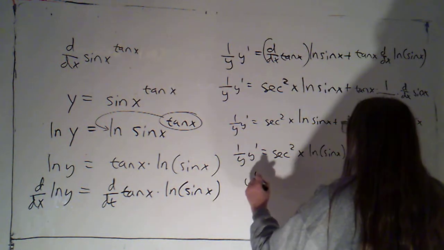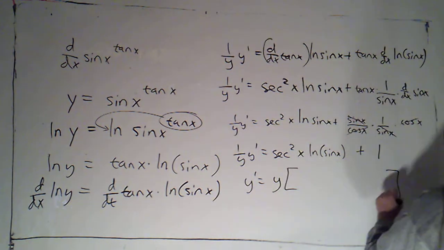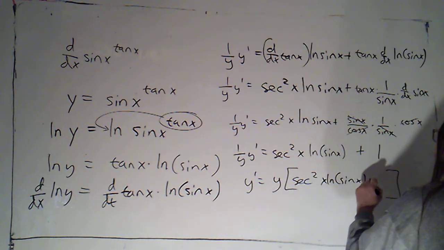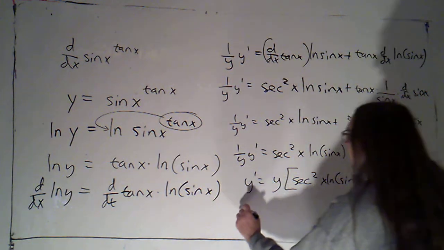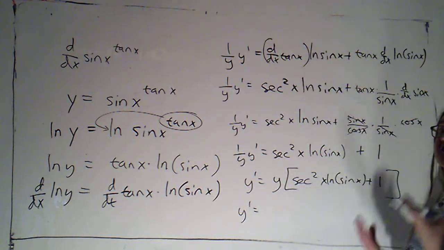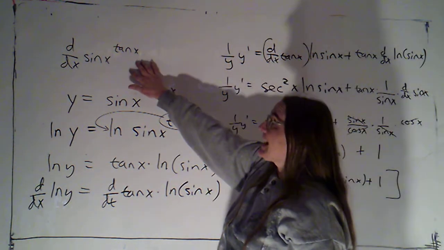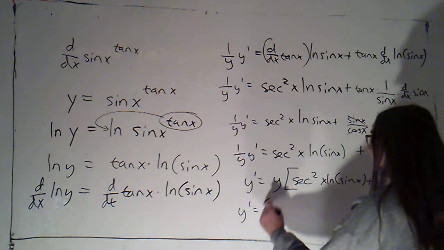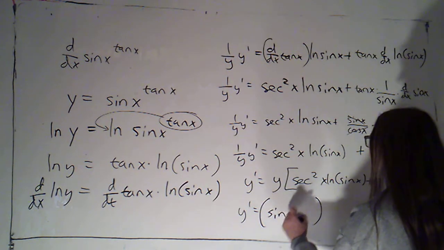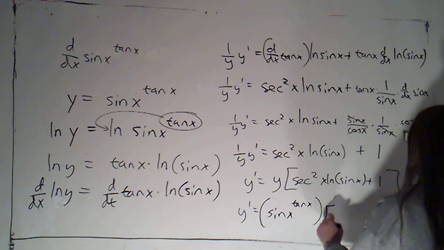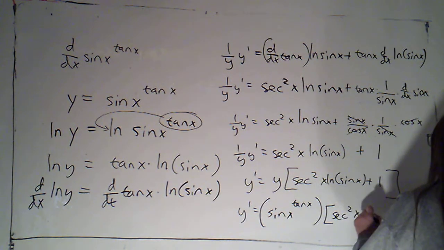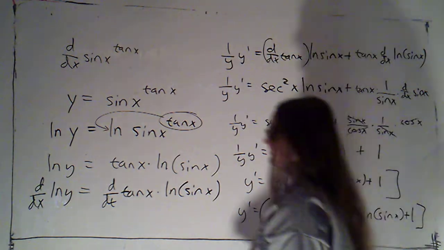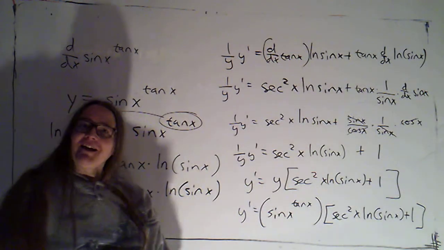All right, so y prime will equal y times this quantity, secant squared x, natural log of sine x, plus 1. And then I want to make sure that I give my answer just in terms of x. We started with an explicit formula for y as a function of x, so I want to make sure that I plug that back in. So it'll be sine x to the tan x, and then times secant squared x, natural log of sine x, plus 1. All right, good stuff.